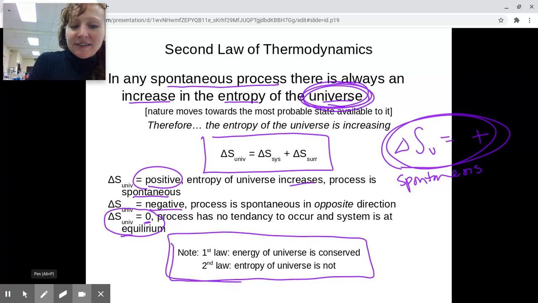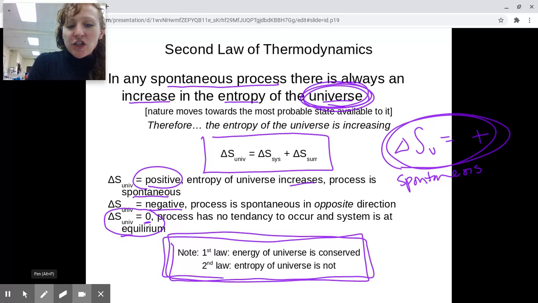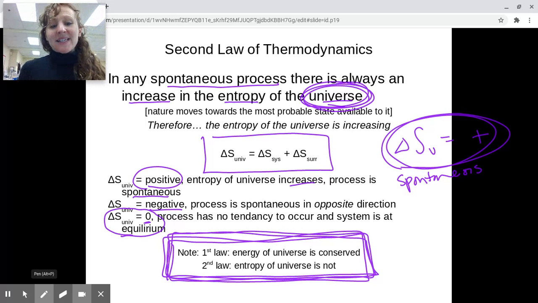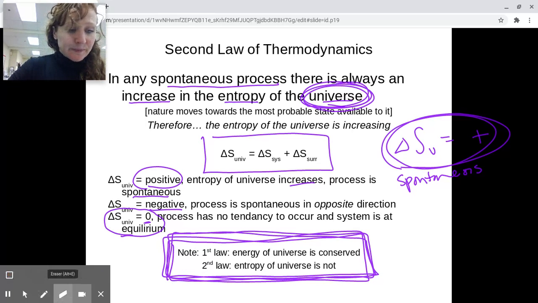Here we get a little summation of our two laws of thermodynamics. So the first law basically says energy of the universe is conserved. Entropy of the universe is not. Entropy is increasing. Energy is just transferred. It's conserved. Okay, so a little bit more about entropy of the universe.